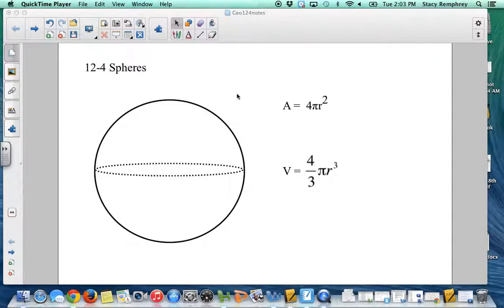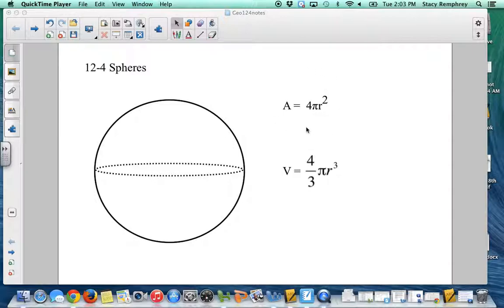All right, so this is the lesson on spheres. I'm not going to get into the deep parts of the surface area and the volume. If you're interested in where those formulas came from, I think I might try and show a short little YouTube video, but your book also kind of shows where they come from. Okay, so here are your formulas.